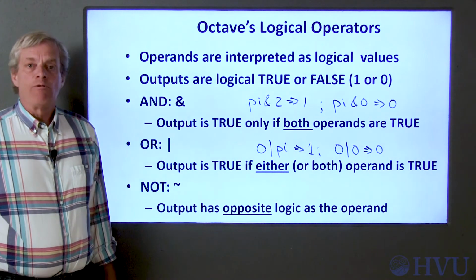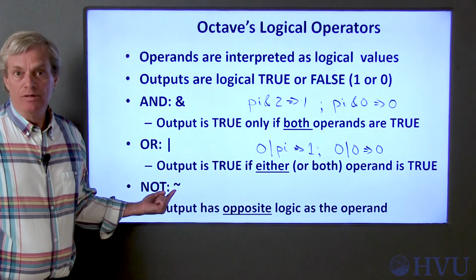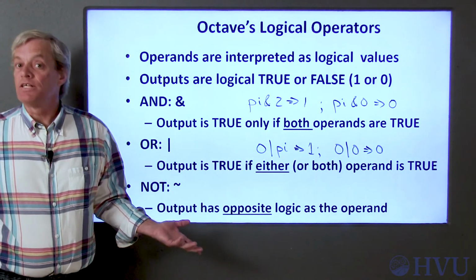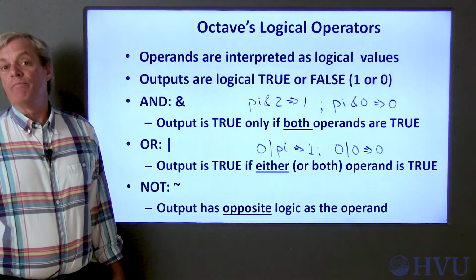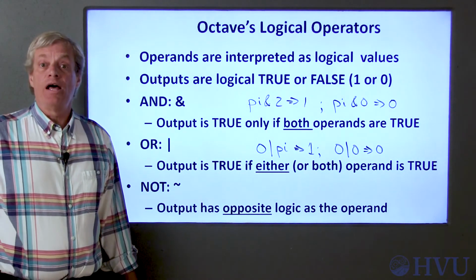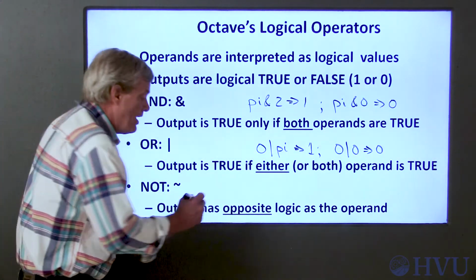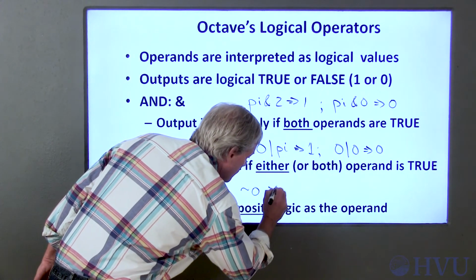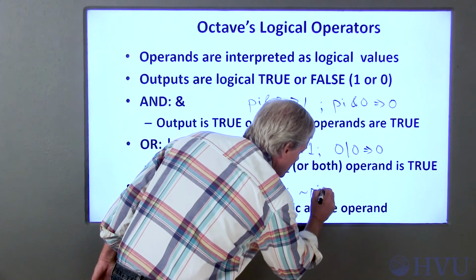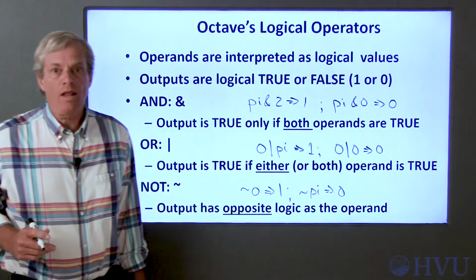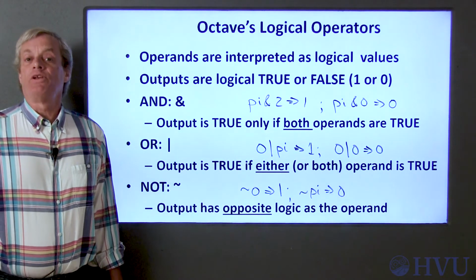The final operator I want to mention is the NOT operator. It's represented by a tilde symbol. NOT simply inverts the logic of a single operand. So if you apply a NOT to an operand that's true, you get back a 0, or false. And if you apply a NOT to a false operand, it returns 1, or true. So NOT 0 returns 1, and NOT pi returns a 0.